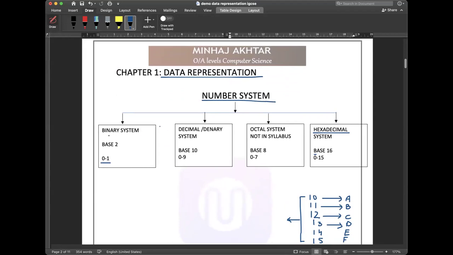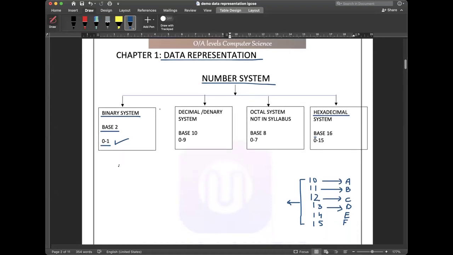Number system basically is divided into 4 different number systems. The first one is binary. Binary means base 2. And base 2 means that in the binary number system, you have only 2 numbers. Can you tell me what those 2 numbers are? 0 and 1. Yes.